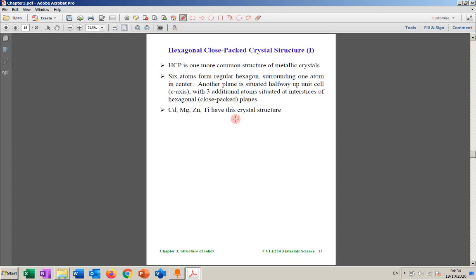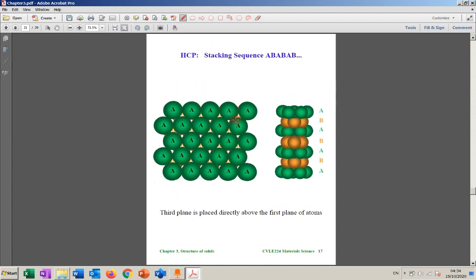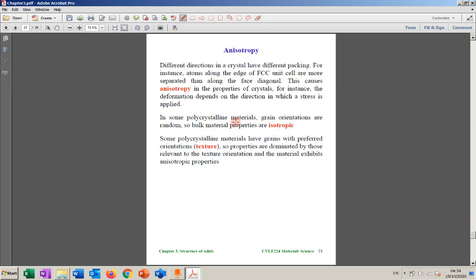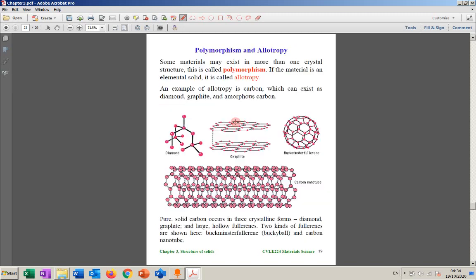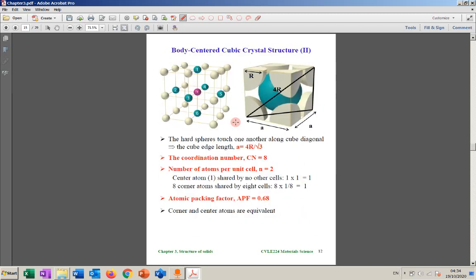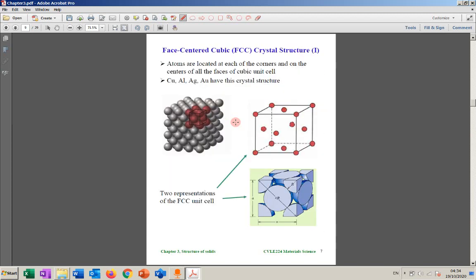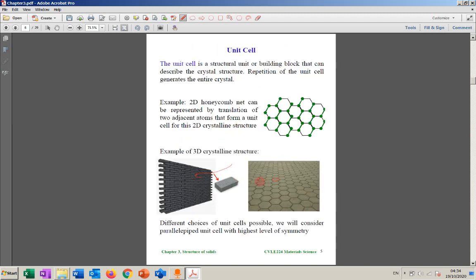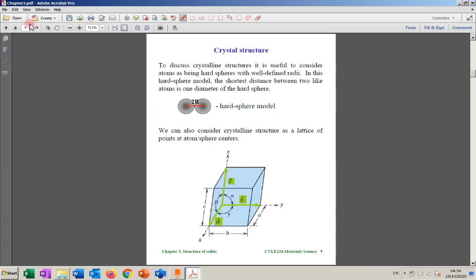Let's see if I have some examples in 3D, in 2D. Okay, there are not many pictures inside here. I hope it makes sense. The arrangement of atoms, we call this the crystal structure.